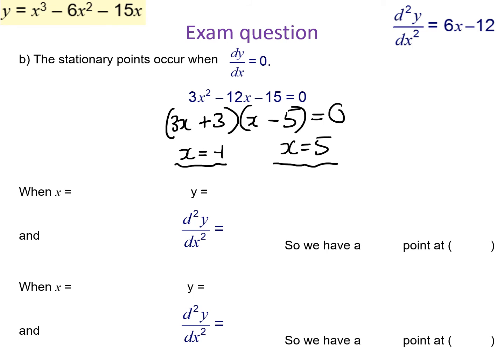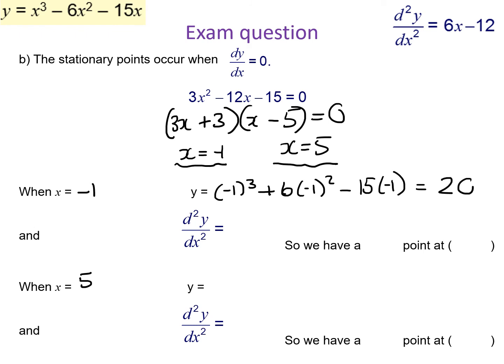Right, so we've got two stationary points. One when x is minus 1 and one when x is 5. So find the y coordinate. So there was the y equation here, the original curve. Put minus 1 in there. Minus 1 to the power 3, add 6 lots of minus 1 squared, take away 15 times minus 1. If you type that into your machine or you want to work it out, that'll be minus 1, add 6, which is 5, add 15 is 20. So that's giving me the stationary point, minus 1, 20.